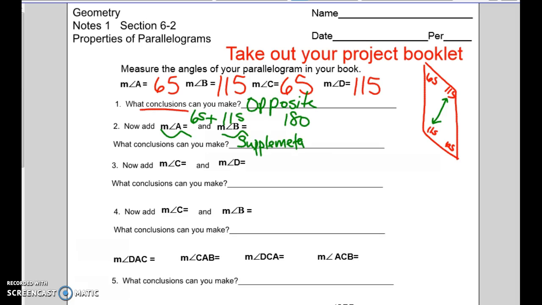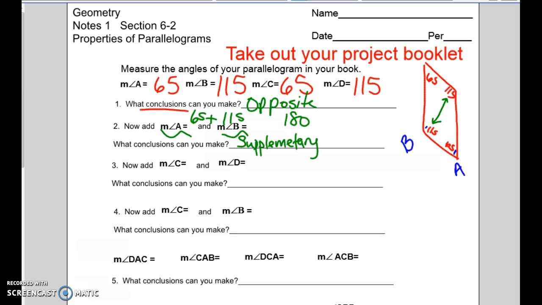Supplementary. Why are they supplementary? Okay, but why are these equal to 180? Because they are what kind of angles? Consecutive interior. Good. So here we're talking about angle A and angle B.